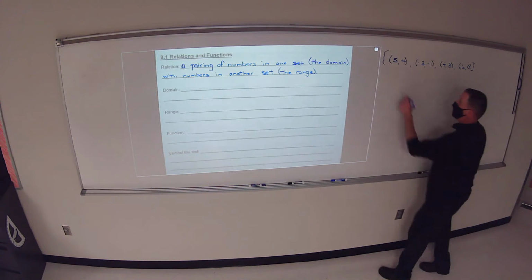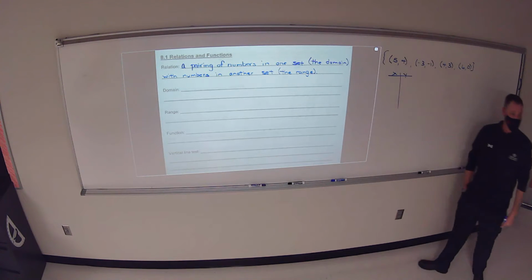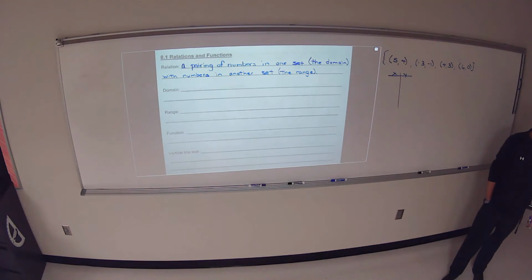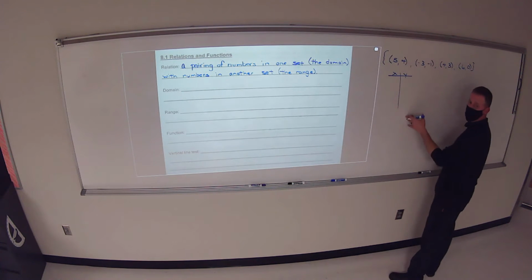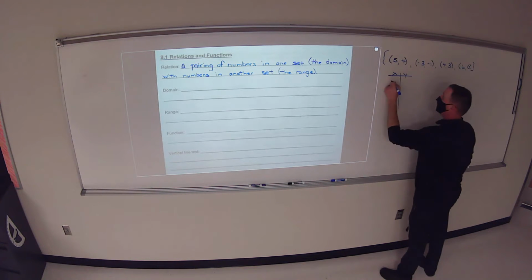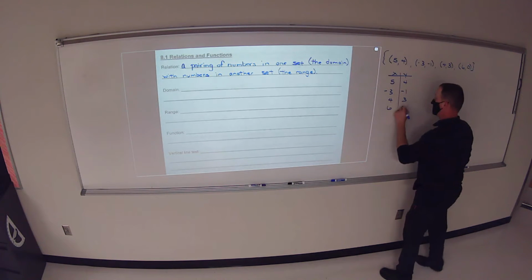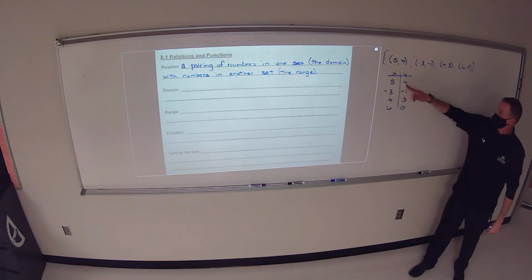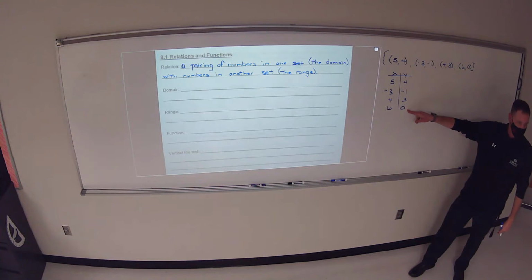I also can give you a relation using something called a t-table, where literally we list on one side the x values and on the other side the y values. So if this is a relation right here, I could also show that relation by using a t-table just like this, where 5 and 4 are paired together, -3 and -1 are paired together, 4 and 3 are paired together, and 6 and 0 are paired together.